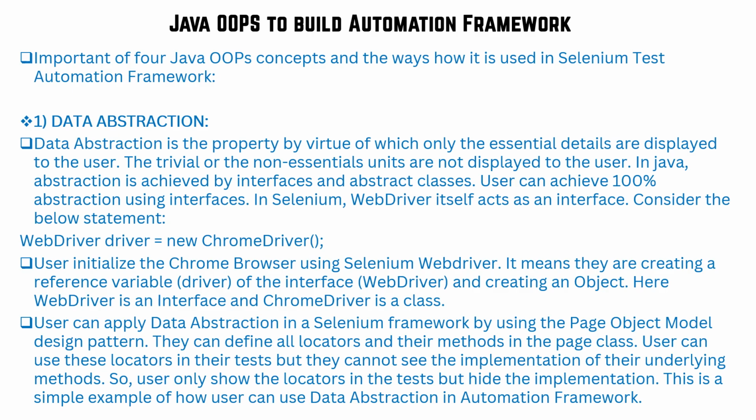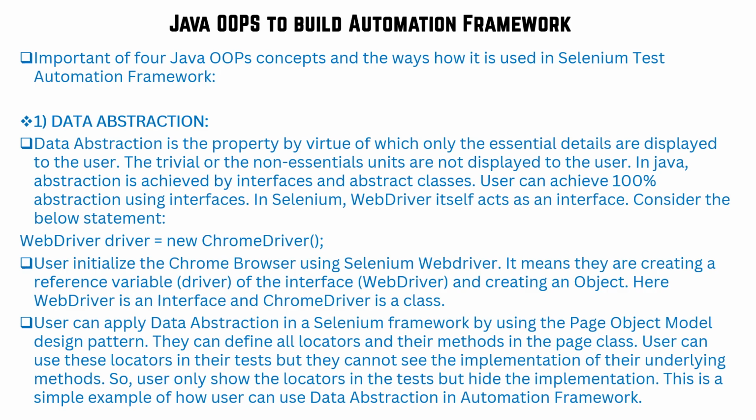In Selenium, WebDriver itself acts as an interface, for example WebDriver driver = new ChromeDriver. Apart from that, JavaScriptExecutor and TakesScreenshot are all interfaces where you will not know how they are developed, but you are able to use all the methods as and when required. When the user initializes the Chrome browser using Selenium WebDriver, they are creating a reference variable driver of the interface WebDriver and creating an object. Here WebDriver is the interface and ChromeDriver is a class.